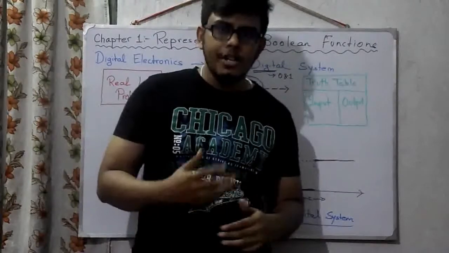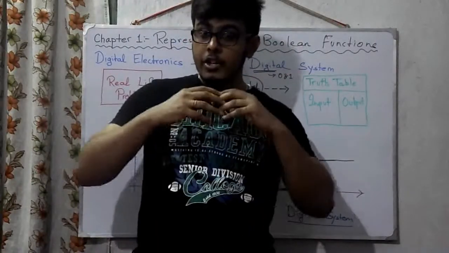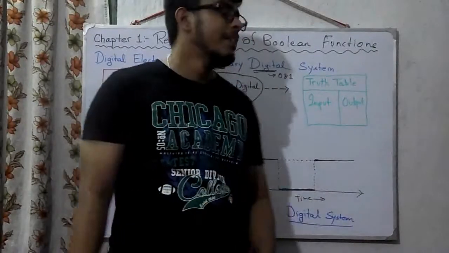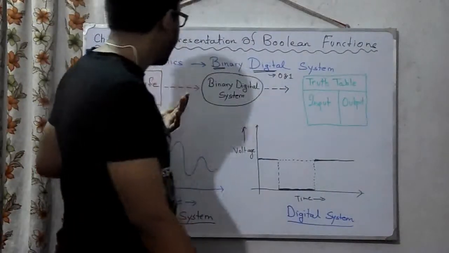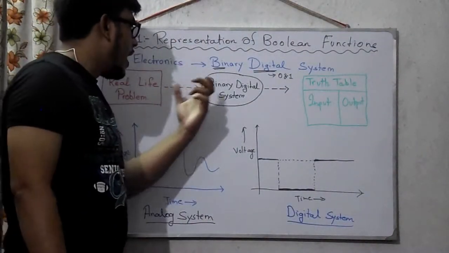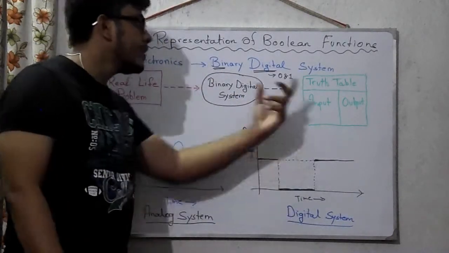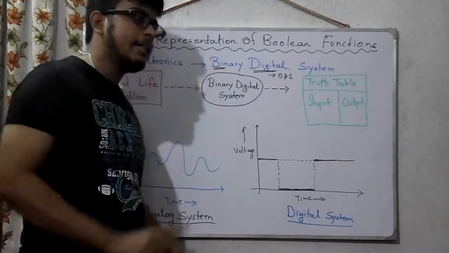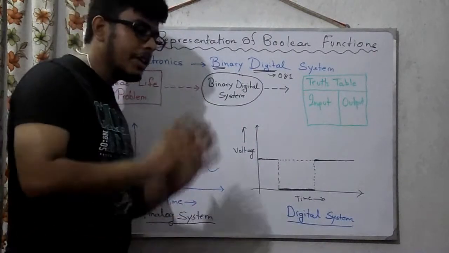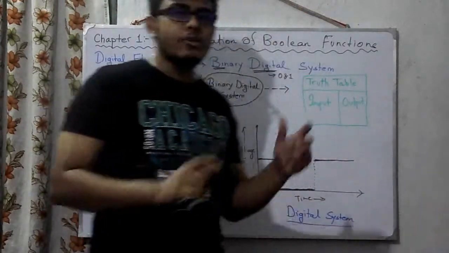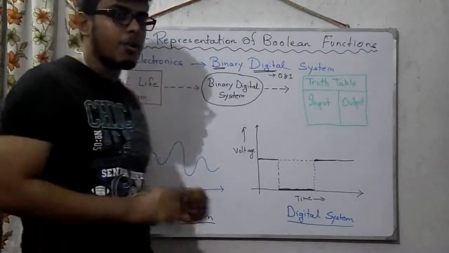And in the next video, we are going to understand using an example how we represent a particular real life problem and convert it into a binary digital system, and then represent it using a truth table, and then how we convert it into an electronic circuit, a digital electronic circuit, which will actually replicate this particular problem in its own way.